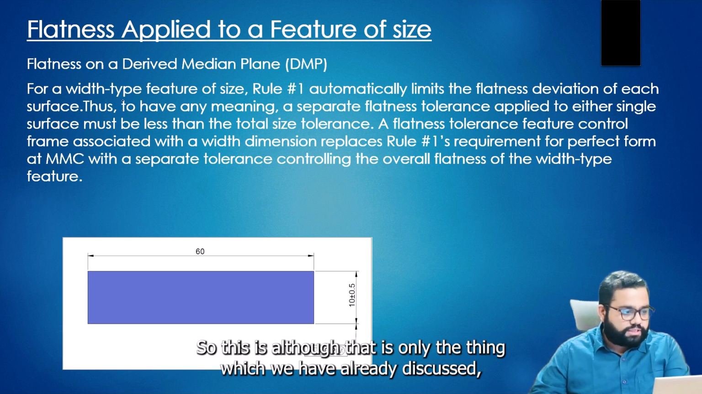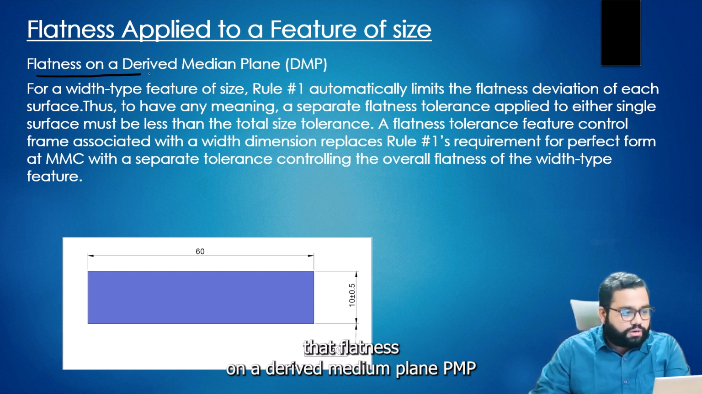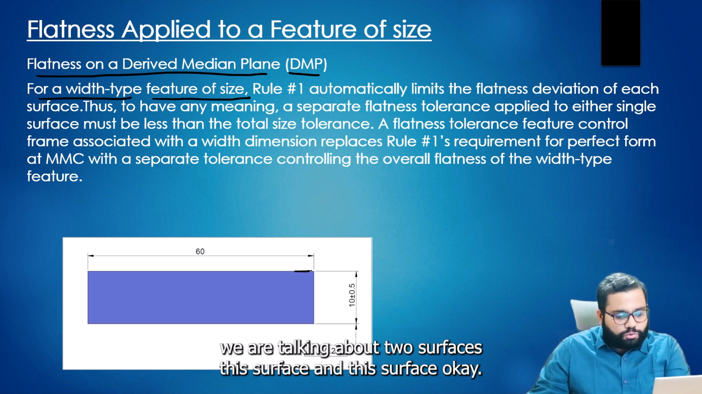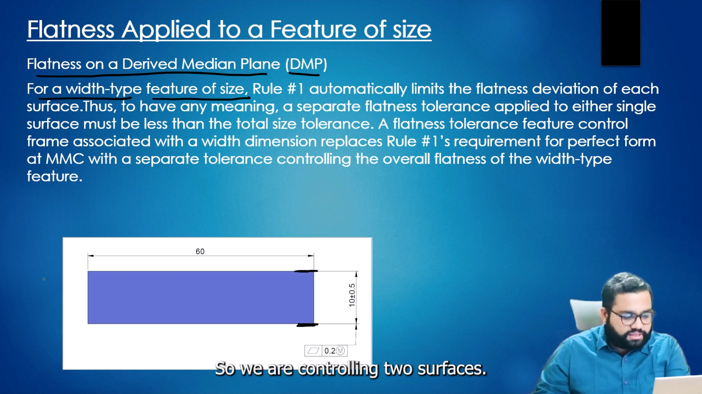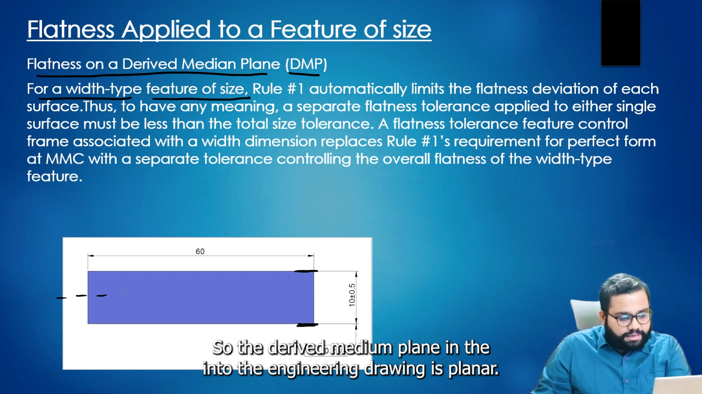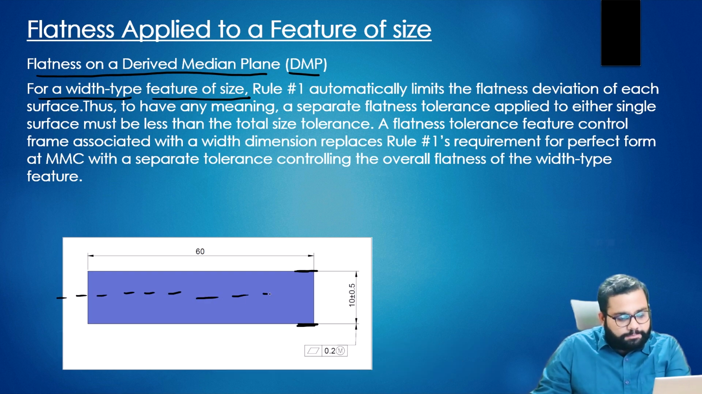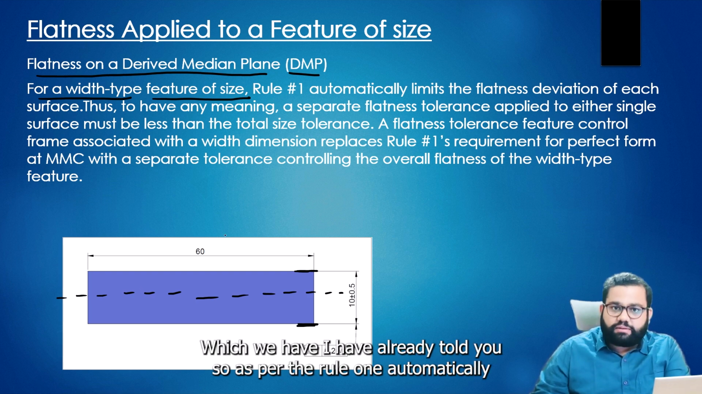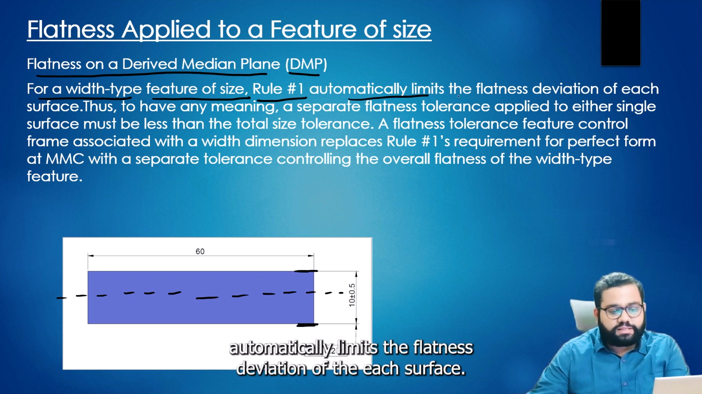This is what we have already discussed: flatness on a derived median plane, DMP, for a width type feature of size. Here we are talking about two surfaces, this surface and this surface, and we are controlling both. The derived median plane in the engineering drawing is planar, but after manufacturing this part can be tilted, which I have already told you. As per Rule 1, this automatically limits the flatness deviation of each surface.